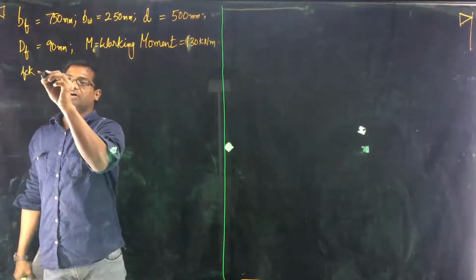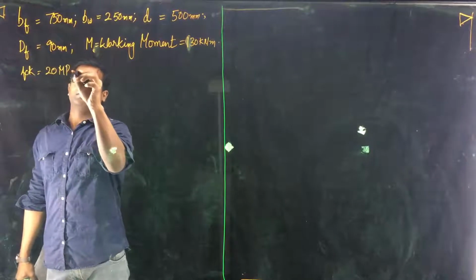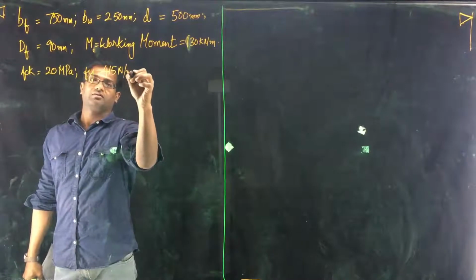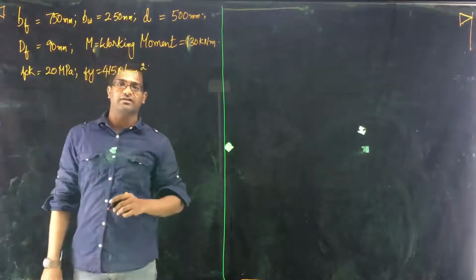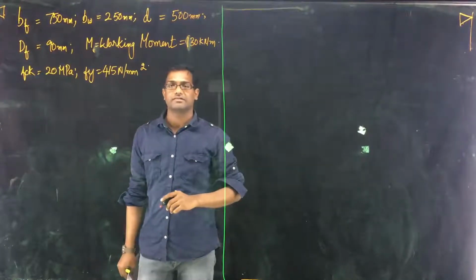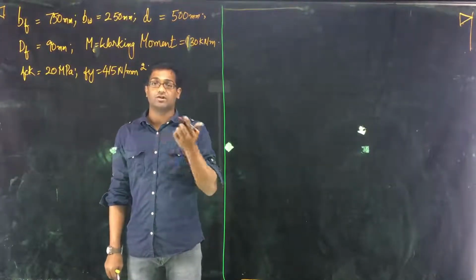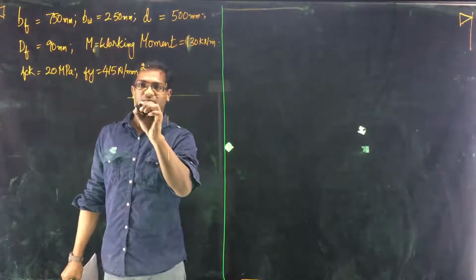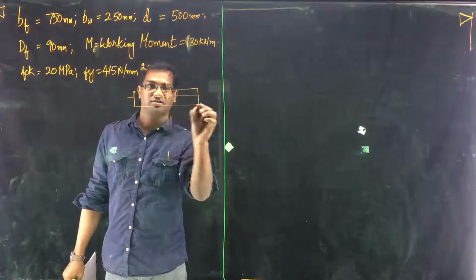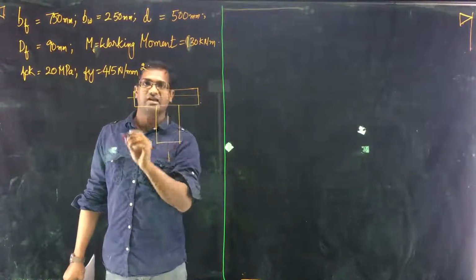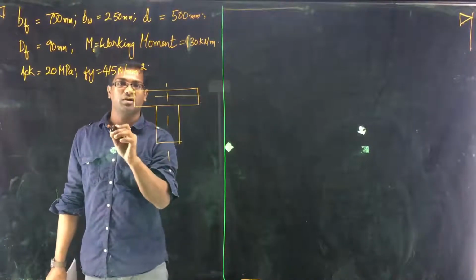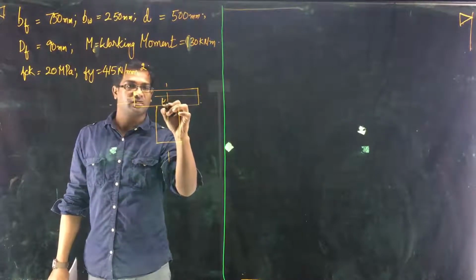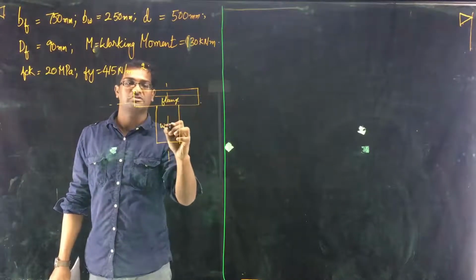The grade of concrete is given as M20. The grade of steel is taken as 415. For this given data, we need to analyze first the neutral axis, whether the neutral axis is in the web or flange. If you take a look at the cross section of a T-beam, this is the flange and this is the web. The analysis of a T-beam will always depend upon how much the neutral axis depth will be, whether the neutral axis depth is in the flange or the neutral axis will be in the web.